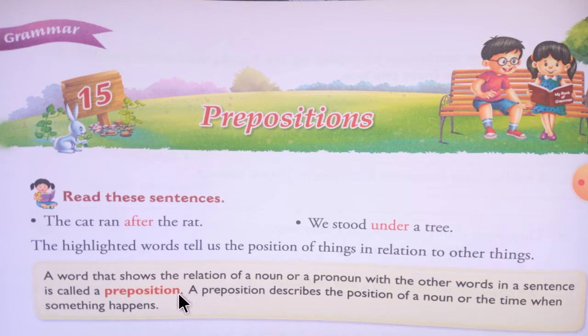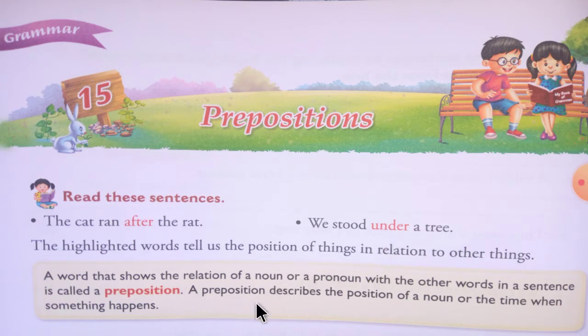Now here the definition of prepositions is given. A word that shows the relation of a noun or a pronoun with the other words in a sentence is called a preposition. See here, the other word. The cat ran after the rat and we stood under a tree. So, after and under are both prepositions.